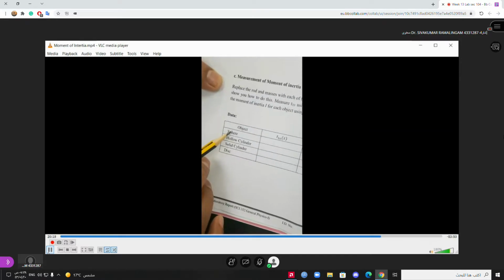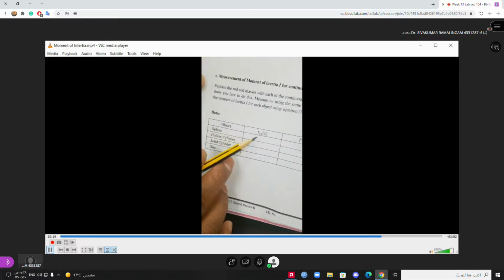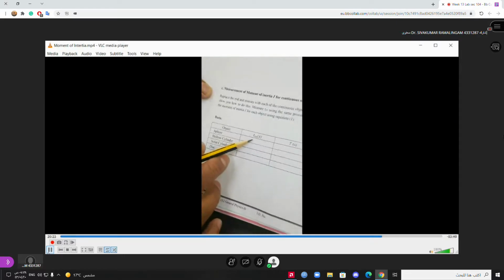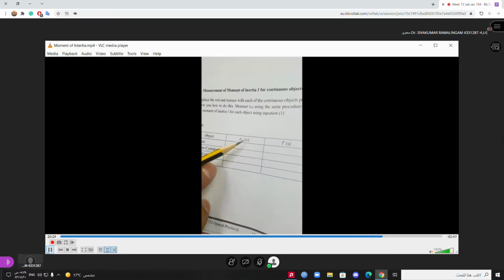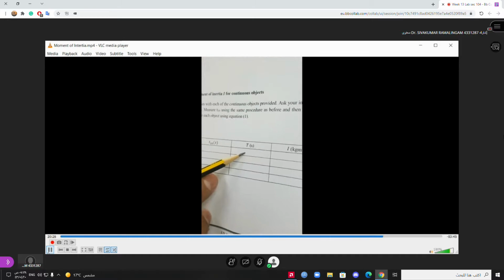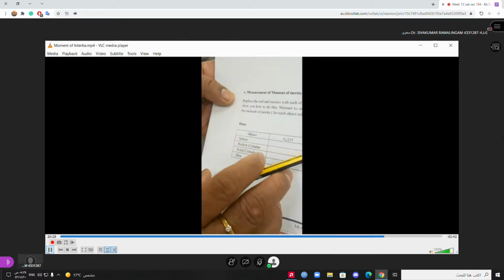Place the cylinder or the sphere, and measure the time taken for 10 oscillations. Set the oscillation and measure the time taken for 10 oscillations. Divide this by 10, you will get t. This t corresponds to the sphere. If you substitute this t in the formula, you will get the moment of inertia of the sphere. And repeat this experiment for various shapes of the object. First, I'm going to take the sphere.